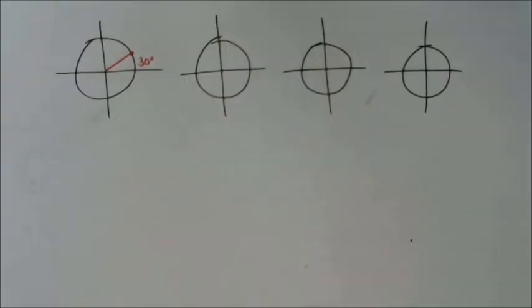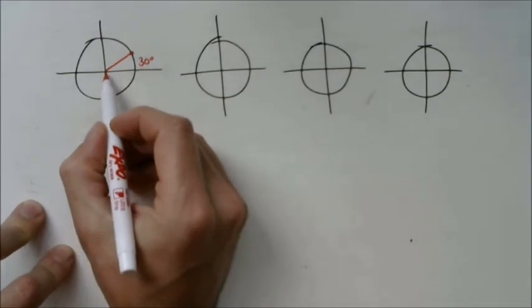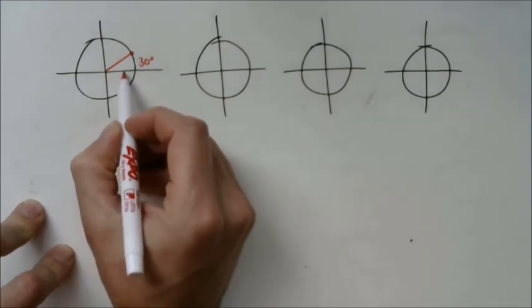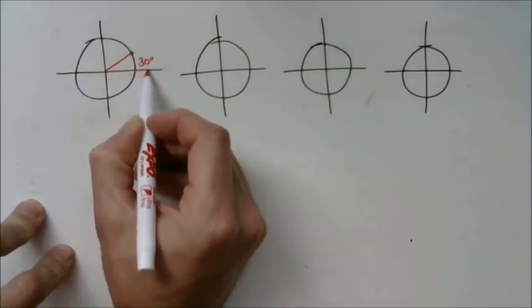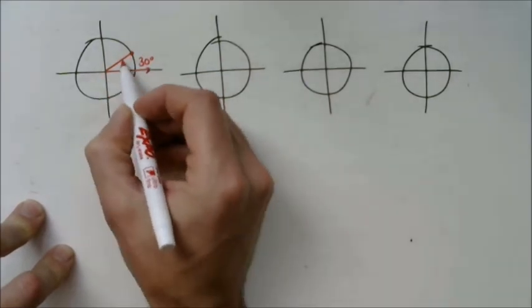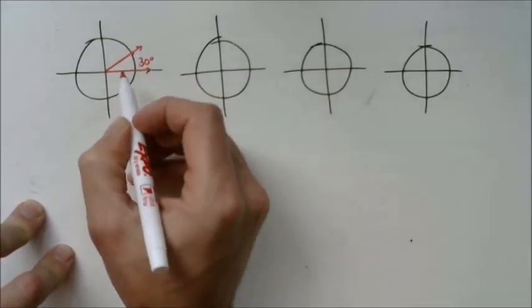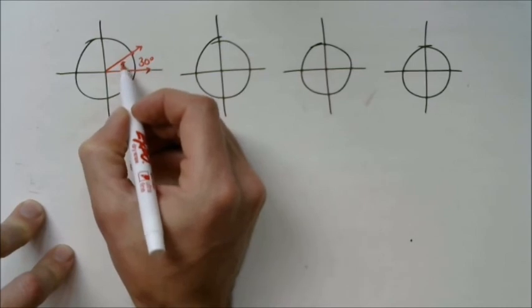Example 4 is our easiest of the day. Basically, we need 3 positive angles that all have the exact same terminal arm as 30 degrees. So I went ahead and drew one circle, one angle, in which the terminal arm rotates through an angle of 30 degrees.